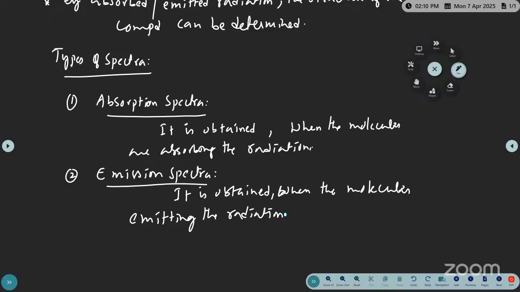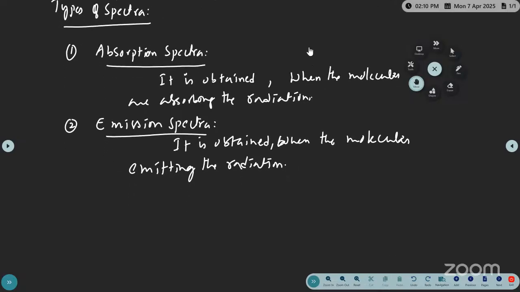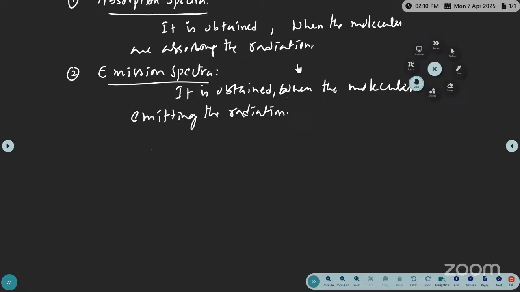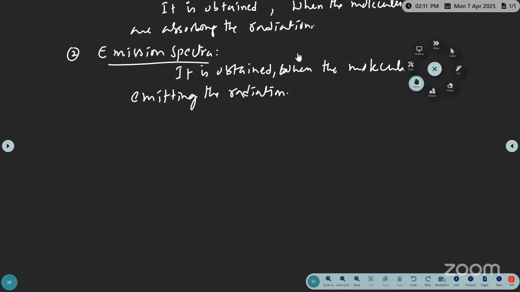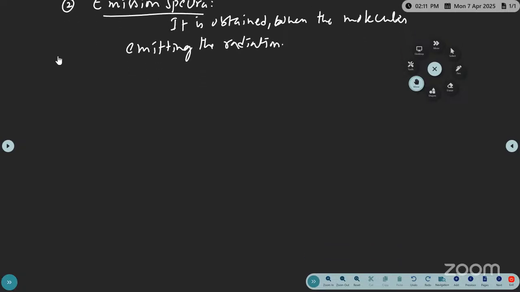And next, absorption and emission spectra can be classified into two types. Again, it may be absorption or it may be emission spectra. Based on that, we have again two spectra: atomic spectra and molecular spectra. Okay, so based on the emission or absorption gained by the atoms or molecules, the spectra are two types.